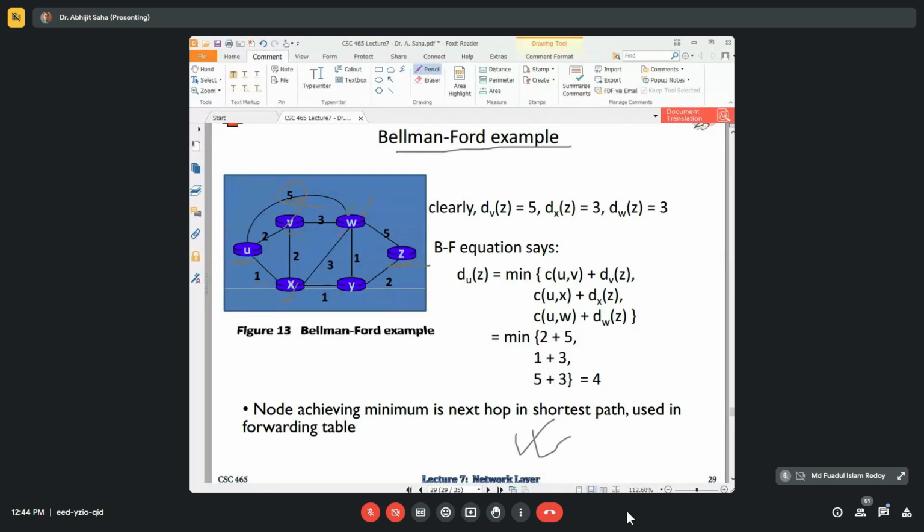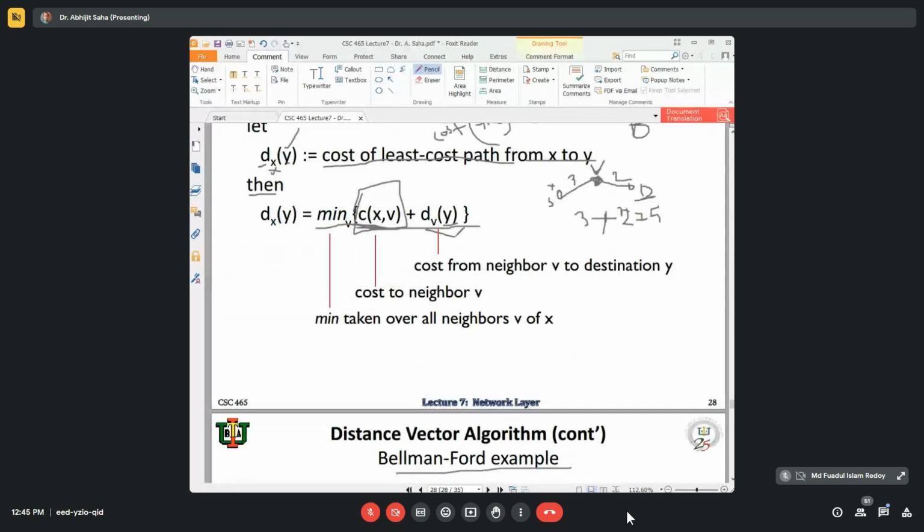So if you're starting, for example, from V, look, there are several paths for going to the Z. This is one path, cost is 8. This is one path, cost is 5. This is another path, 5, 6, 8. This is another path, 2, 3, 5, 10. This is another path, 3 plus 5, that is 8. So it is going to find out the least cost path between V and Z. That is going to be my dvz.